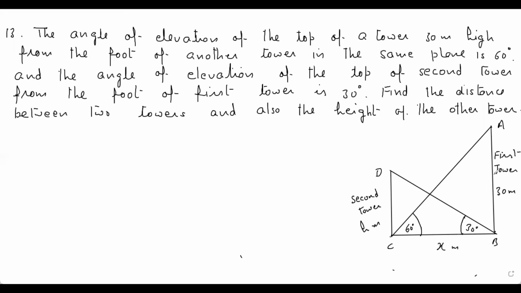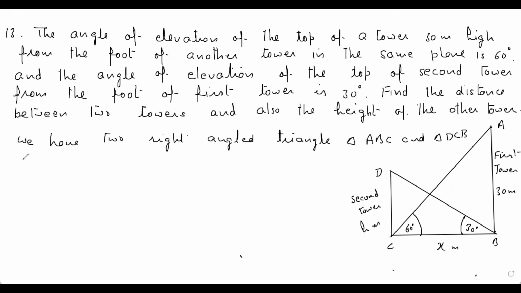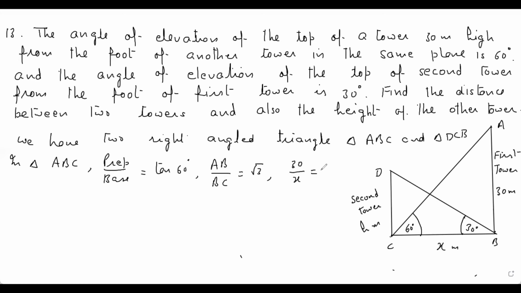So I have two right angle triangles. One is ABC, the other one is DCB. In triangle ABC, perpendicular upon base is equal to tan 60 degrees. Perpendicular here is AB, base here is BC, is equal to root 3. AB is 30, BC is x, is equal to root 3. So value of x is equal to 30 by root 3.